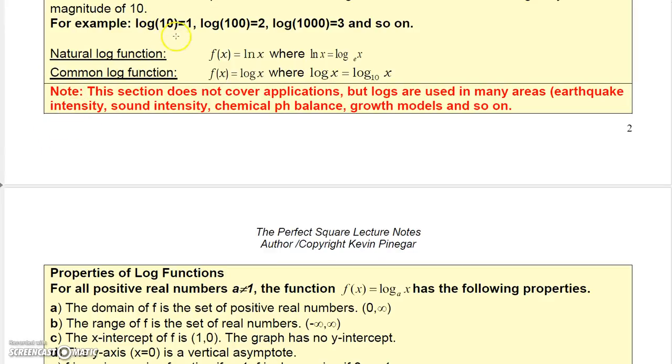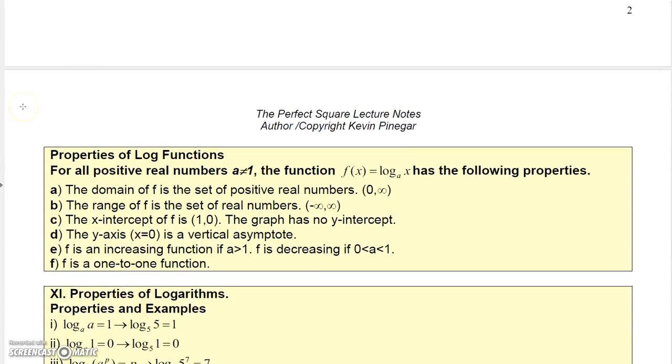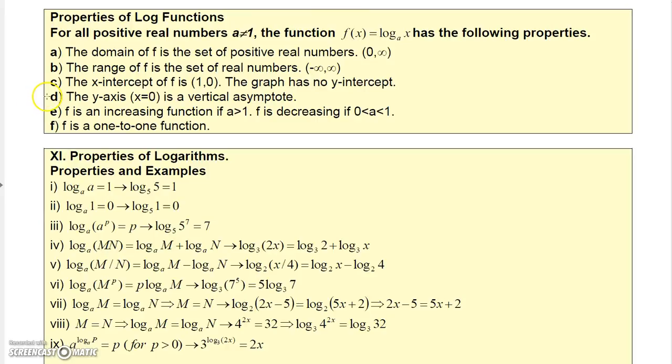And I gave you a few values for it there if you want to read them. Now, let's talk about the properties of logs. Well, the properties of logs, for all positive real numbers, we know that a cannot equal 1, and the log function has the following properties.